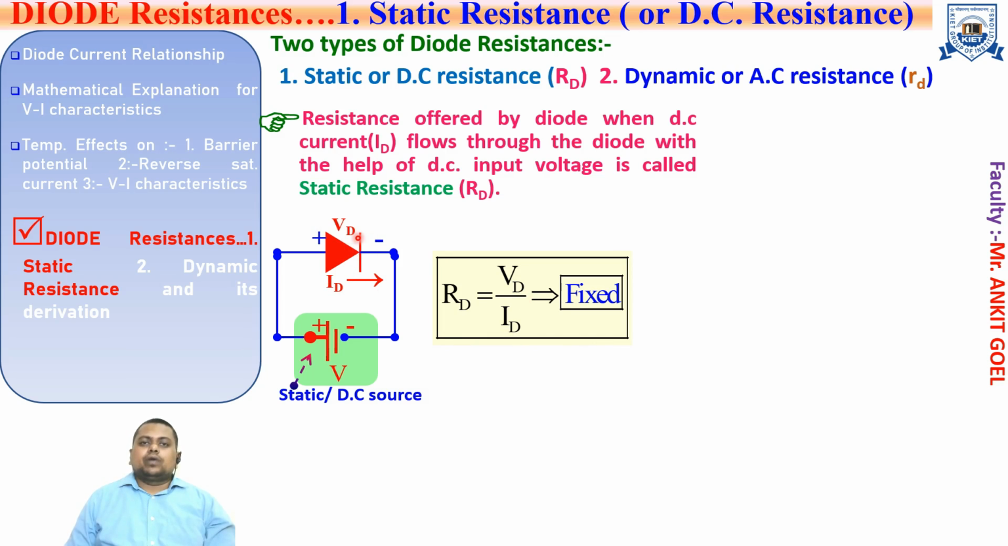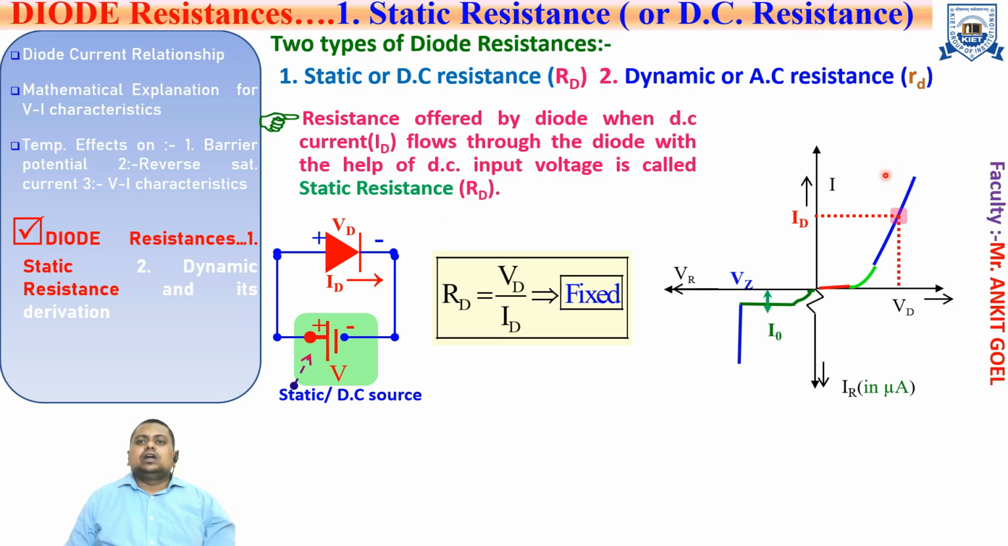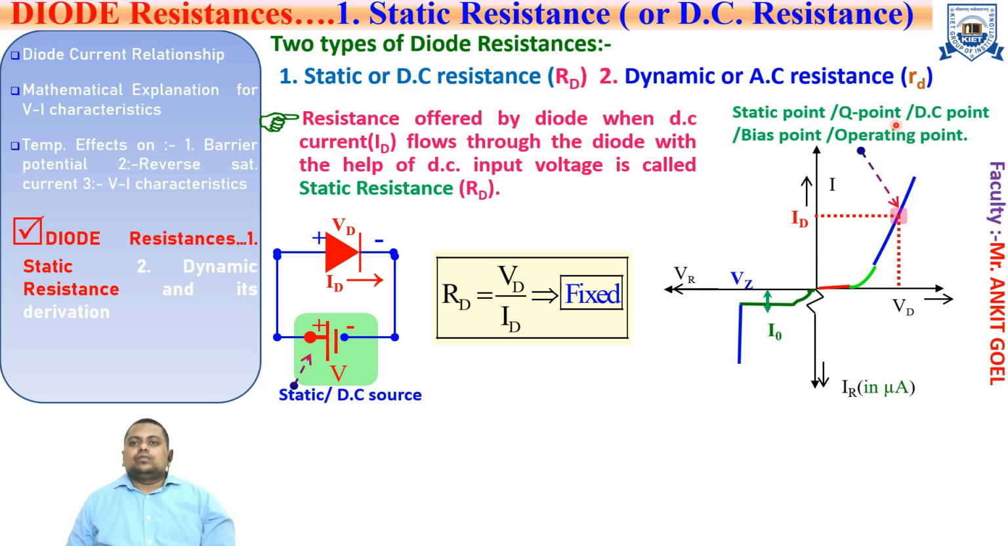If we locate this point on the VI characteristics of the PN junction diode, in the forward bias characteristic, for the voltage across the diode we get a constant current through the diode. So this point on the graph is called the Q point or the static point, because this point is not going to change as long as the input supply is fixed. This is also called the DC point, bias point, or operating point. Why is it called the operating point? Because this voltage will establish a certain operating condition across the diode, which is not going to change, which is static in nature, right?